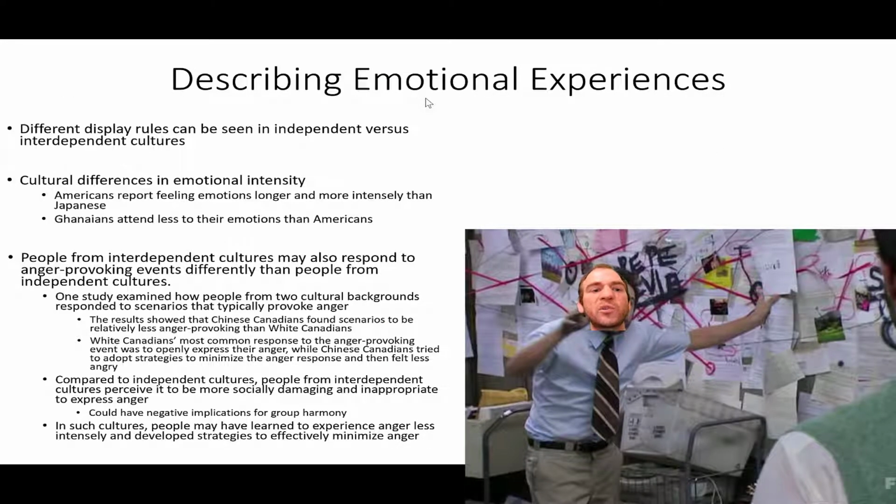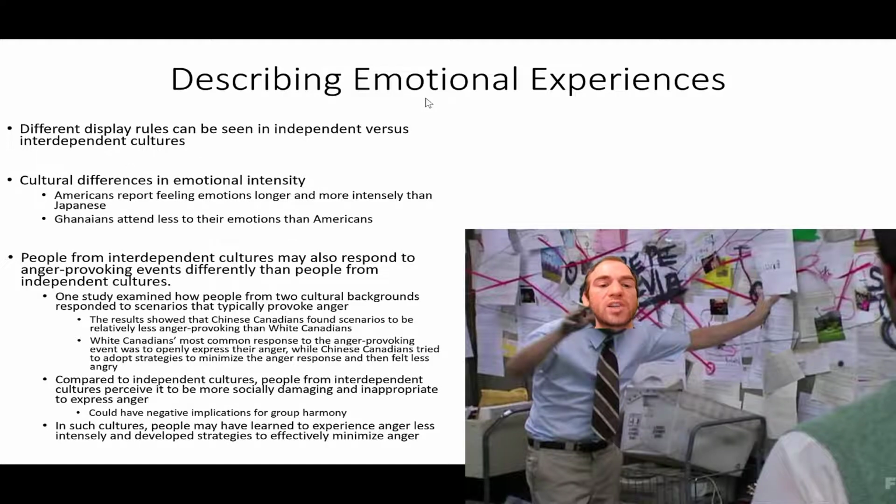Different display rules can be seen in independent versus interdependent cultures. Cultural differences in emotional intensity: Americans report feeling emotions longer and more intensely than Japanese. Ghanaians attend less to their emotions than Americans. People from interdependent cultures may also respond to anger-provoking events differently than people from independent cultures. One study examined how people from two cultural backgrounds responded to scenarios that typically provoke anger.